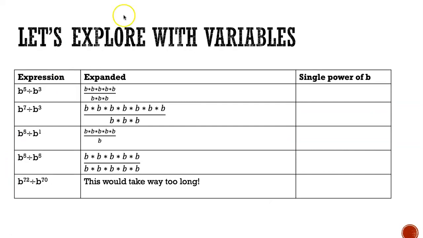All right, so let's take a look at the same situation with variables. Same thing is going to apply. B divided by B, anything divided by itself, is just 1. So we have B to the 3rd, and B to the 3rd divided by B to the 3rd equals 1. So we just have B times B, which is B squared.